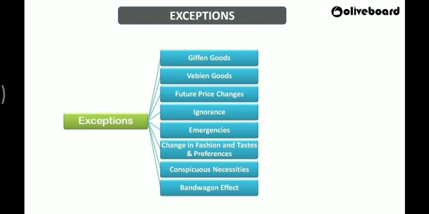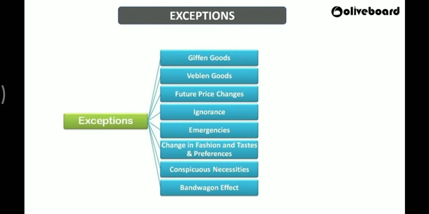Next one, there are exceptions. Whenever there is a law, obviously there is an exception to that law of demand. What does it mean? In these scenarios, even though price rises, people will buy the products. The quantity demanded will not come down.